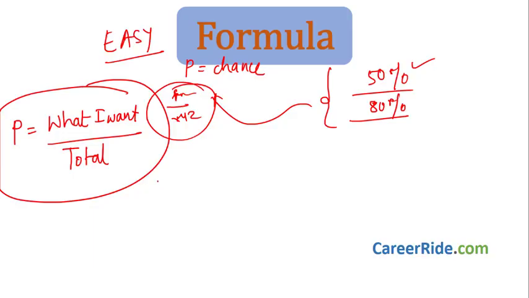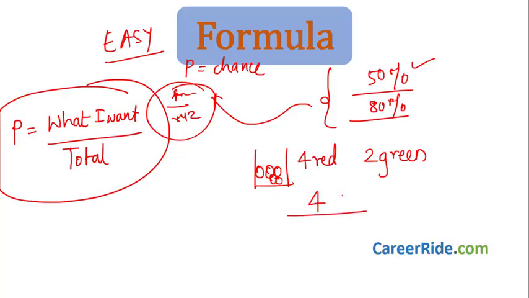Let us take an example. What do we mean by what I want and total, right? Let us say this is a box and it has some balls. It has say 4 red balls and say 2 green balls, right? Now I want to pick up a red ball. So what do I want? I want 1 red ball. How many red balls are there? 4. I want red. Okay, so 4 red balls are there.